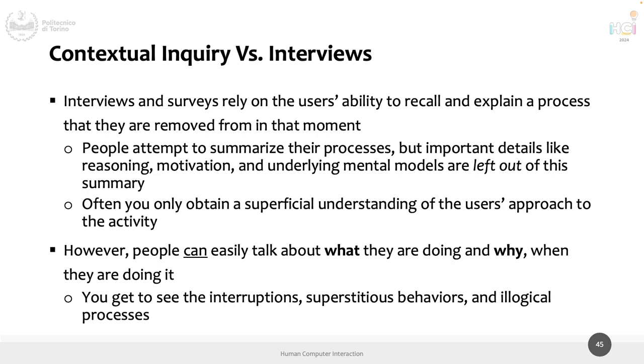And so that could be a superficial understanding of the user approaching the entity. Most of the time people can easily talk about what they are doing and why while they are doing it. Imagine you should explain to me how you check the statistics for Instagram use while you're doing it, because you are doing that in that moment. So it is fresh in your memory. You are actually doing that moment step by step.